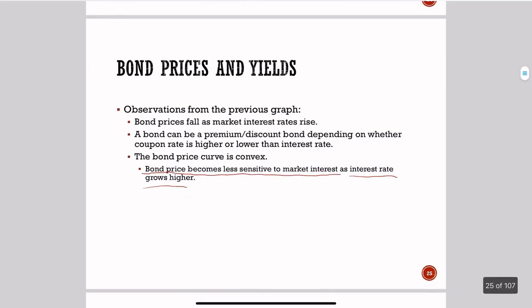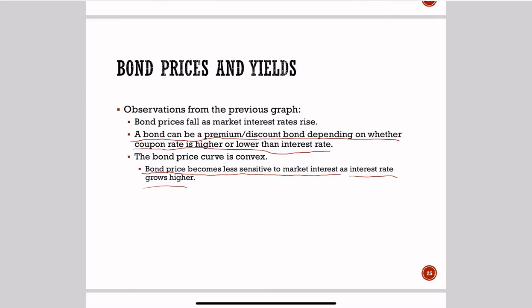So let me repeat the second observation. That is, a bond can be a premium or discount bond depending on whether coupon rate is higher or lower than interest rate. And you can imagine that this is actually a very intuitive result. For example, the bond will become a premium bond if coupon rate is higher compared with interest rate. This is easy to understand, right?